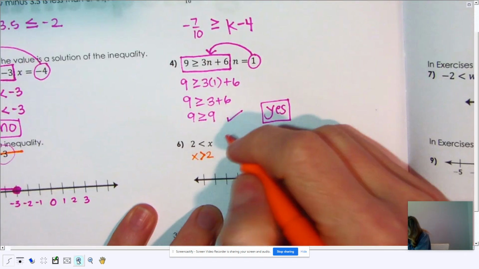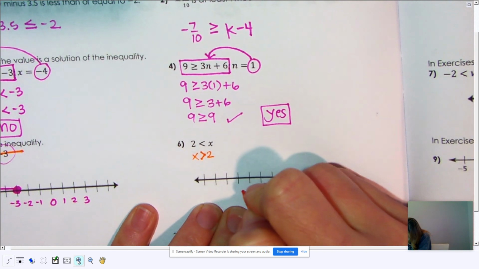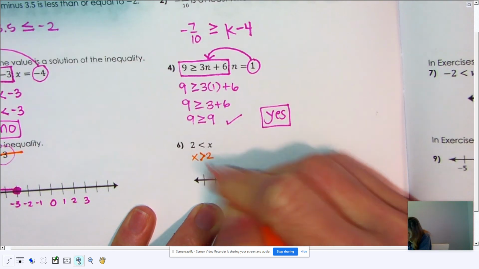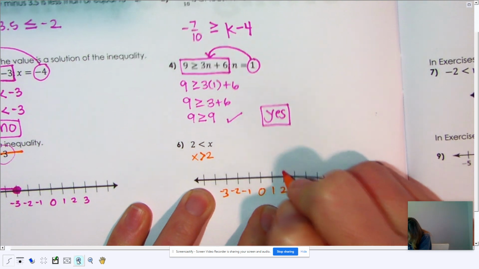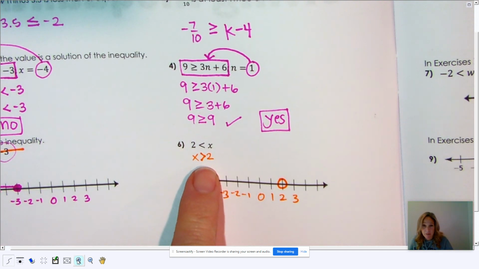So I'm going to put 0 in the middle. I'm going to go up 1, 2, 3, -1, -2, -3. Whatever this number is, that's where I'm going to put a circle. If it could be equal to it, I color it in. Am I going to color it in? No, there's no equal to.